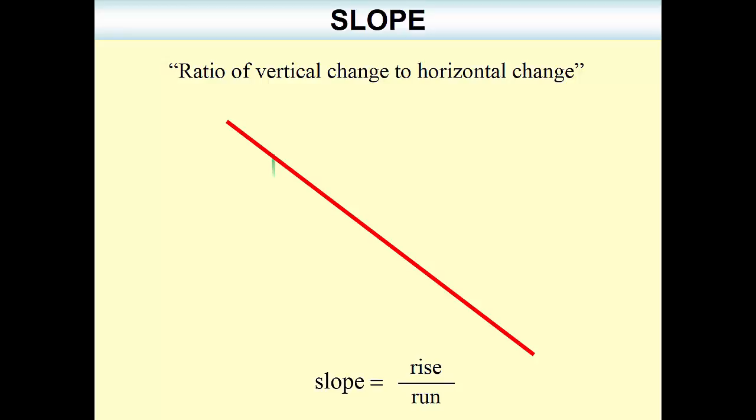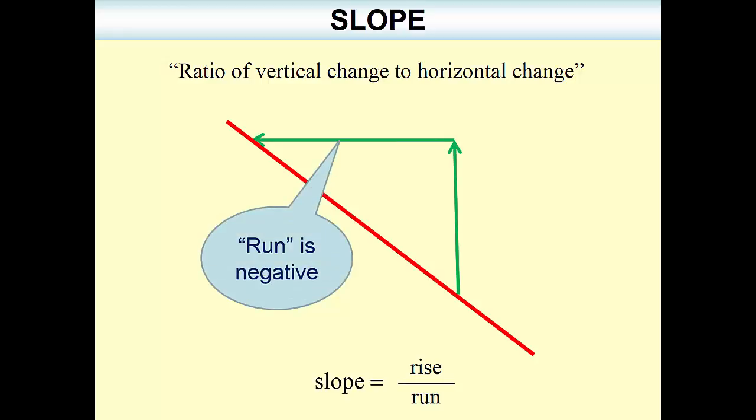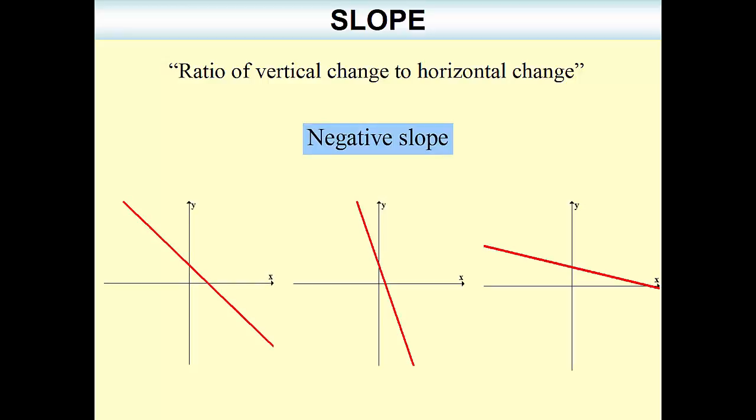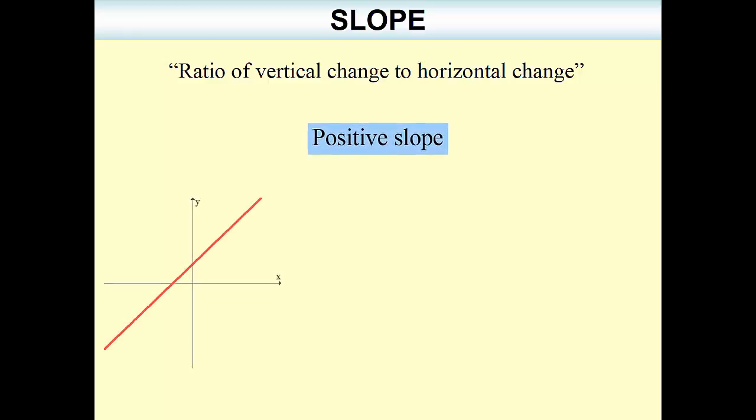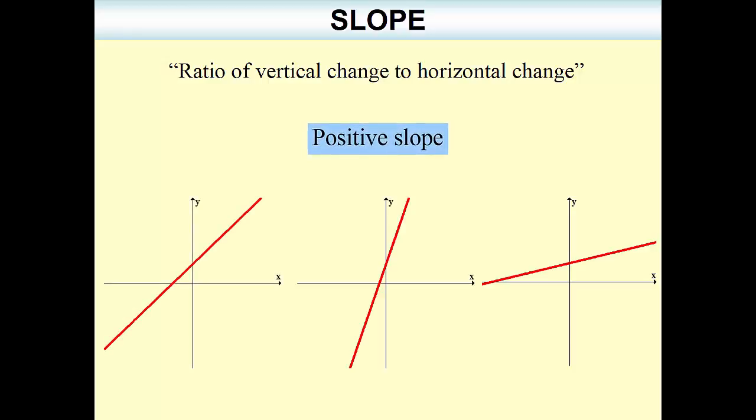Now you can see on this line, you can get from one point on the line to another by going down and then right. The rise in this case would be negative. Or you can go up and left, in which case the run would be negative. So this is a line that has a negative slope, and one of the two is negative, not both. And so here are some examples of lines with negative slopes. Here are some lines that have positive slopes. You can tell the direction the line is going and tell the relationship in its slope.